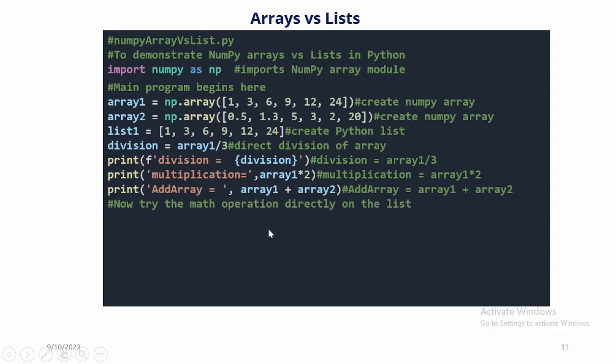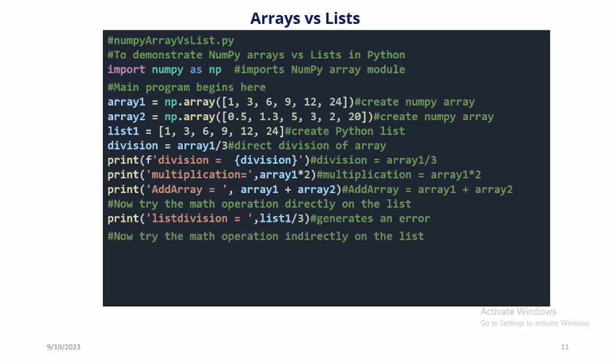Now if you try this same direct mathematics operations with lists, you will get errors. For instance, if you say print list division is equal to list 1 over 3, it will generate an error because lists are not designed for mathematical operations. So if you want to do the mathematical operations on a list, you have to do that indirectly by walking through the elements of the list one by one.